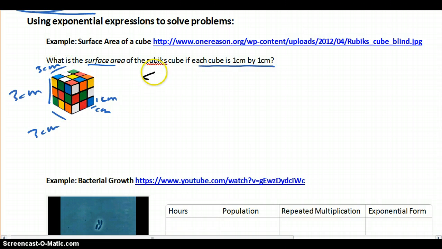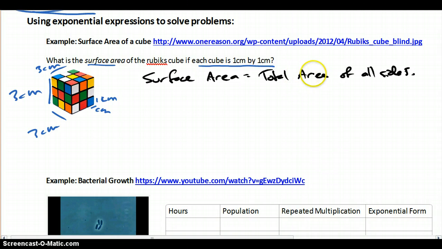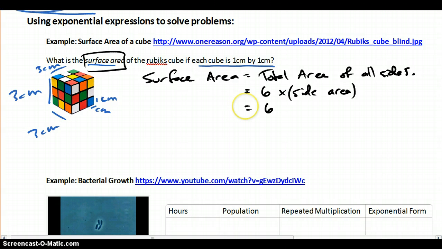But now we're asked to think about surface area. And if we remember, surface area is the total area of all the sides in any figure. We are going to spend some time later on in the course looking at surface area, but for now, that's what we're talking about. So in this case, we have 6 sides. So we would have 6 times the side area. Right? Because we're just asked for the surface area, we're asked for the total. So 6 sides, 6 times the side area, which would be 6 times side squared.